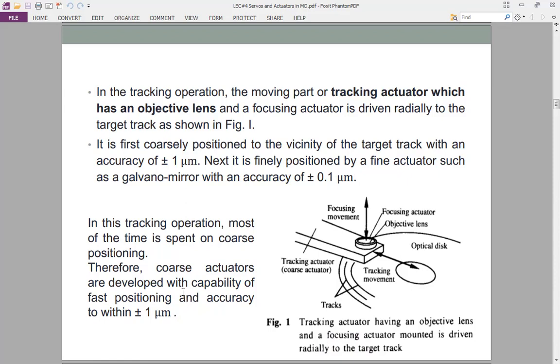I think we are getting the point that the function of the tracking servo is simply to locate the track, and to locate the track, it has to be done first with a coarse actuator and then followed by a fine actuator.